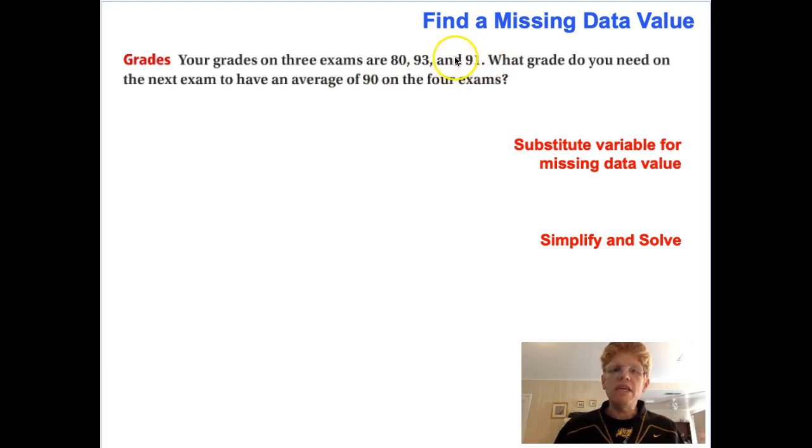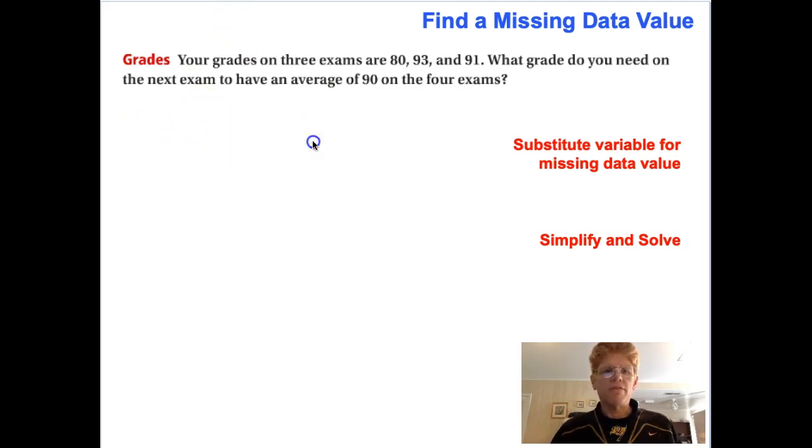What grade do you need on the next exam to have an average of 90 on the 4 exams? So you remember your formula for finding the average or the mean. We took all the different data items, and then we added them together, and then we counted up how many data items there are. In this case, there's 4, and when we divide the top by the bottom, we get our mean.